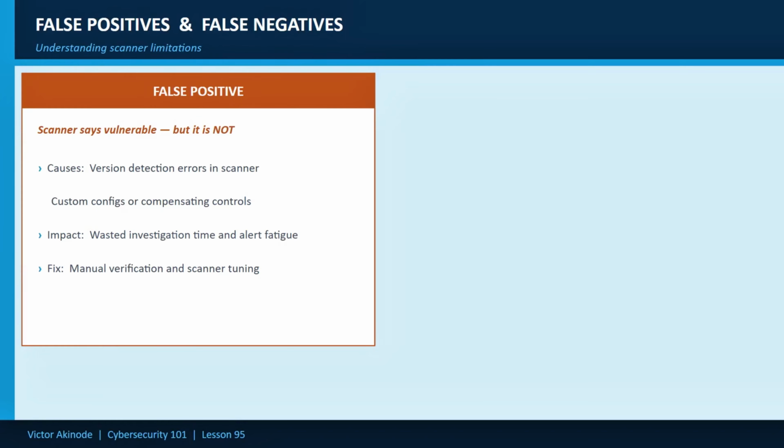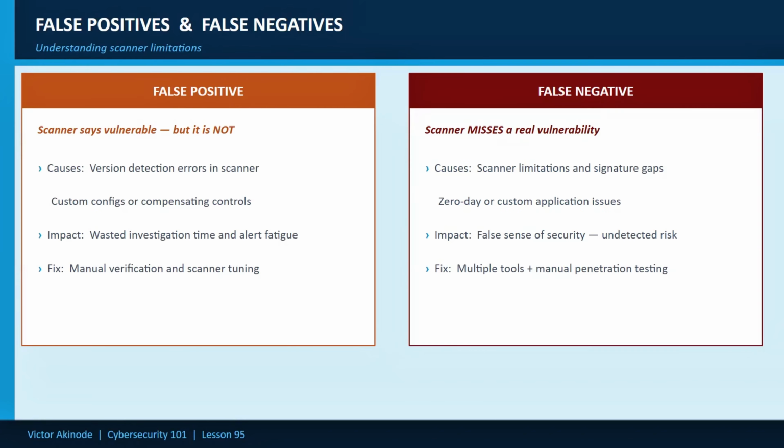It brings about wasted time because you waste time investigating non-issues. Another impact of this is that it can bring about security team alert fatigue where they stop trusting scanner results. The solution is manual verification of findings, scanner tuning to reduce noise, and documenting exceptions so you don't investigate the same false positive repeatedly. Now let's move to false negatives.